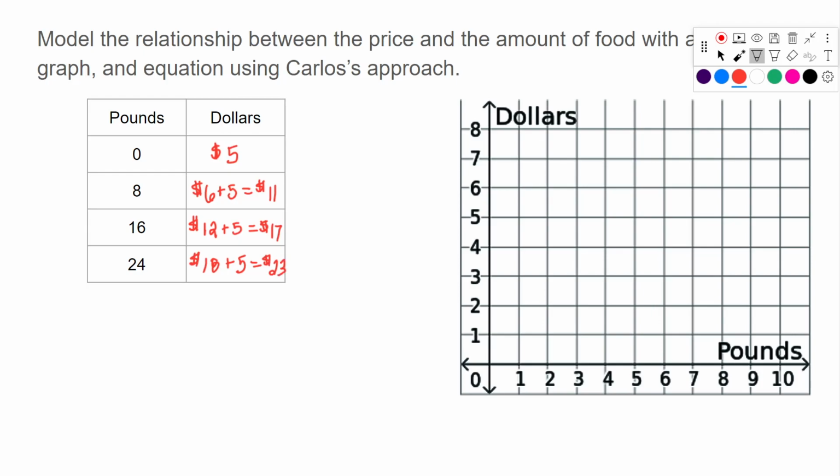Now we should be able to see from this table what our rate of change would be. So we are adding 8 every time to our input, and when we do that, our output increases by 6 each time.